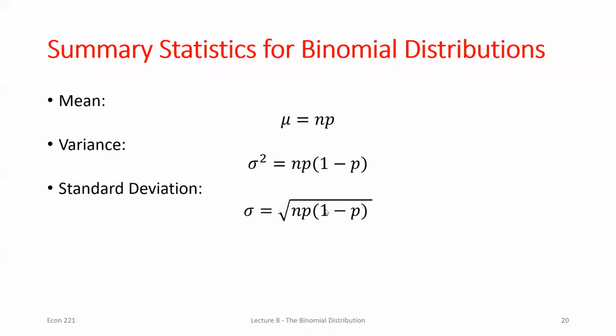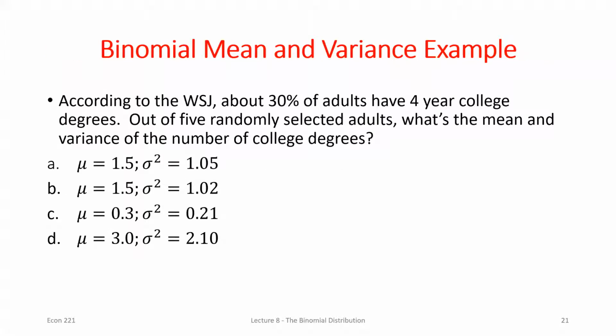So all we do is take the square root there, just like we always do. So if I had this example that we had just left off on last class where 30% of adults have a college degree. So if I chose any one person at random, the probability they have a degree is 0.3. I'm looking at 5 randomly selected adults. So my number of trials is 5. And I might be interested in what's the mean and the variance, right? Well, the mean is simply take that number of trials, 5, multiply by that probability of success in any one trial, 0.3. That should give me 1.5.